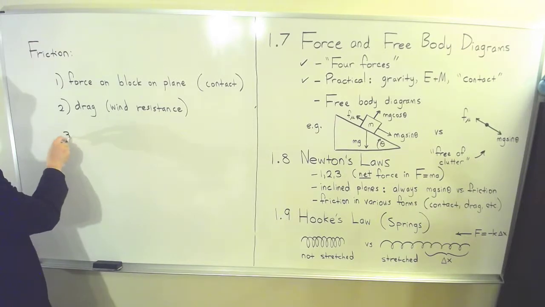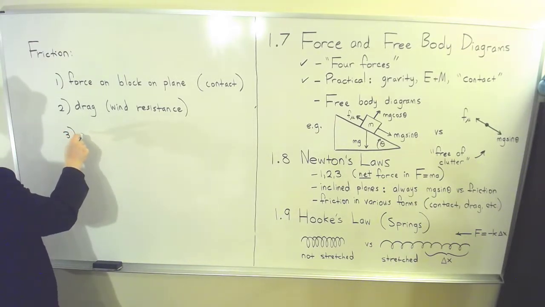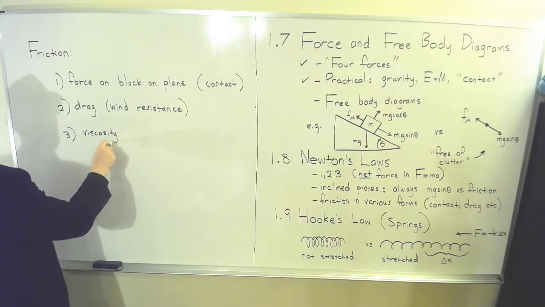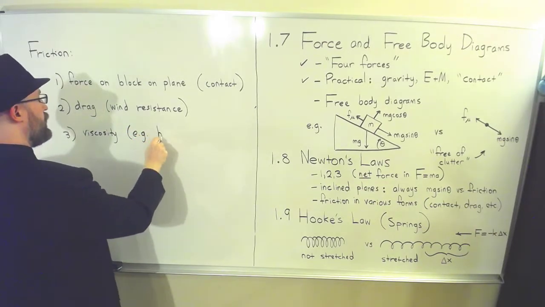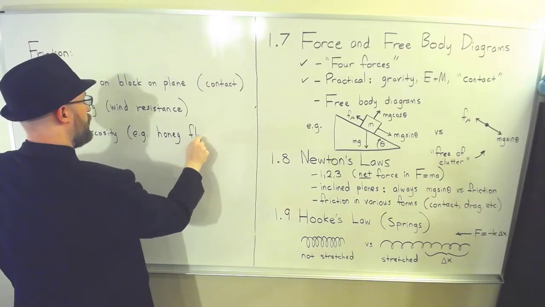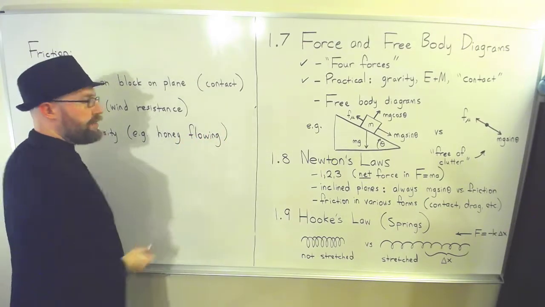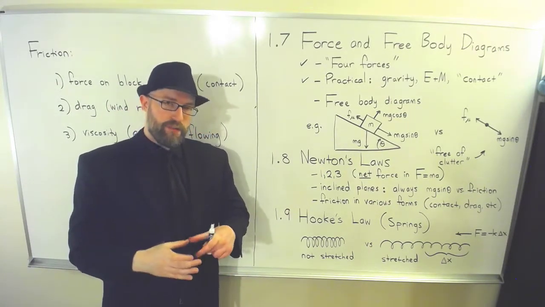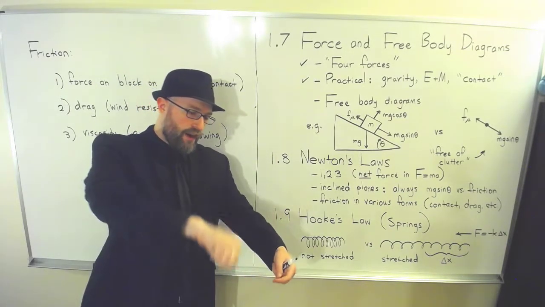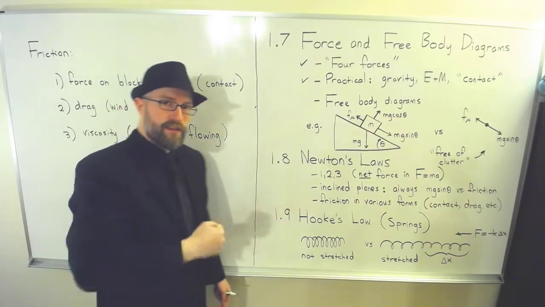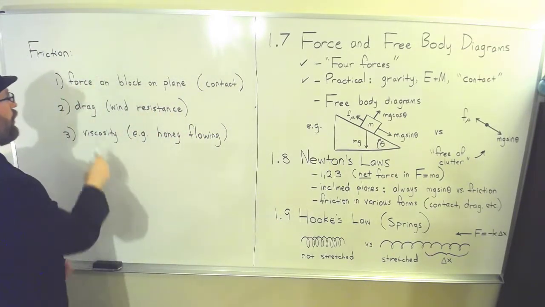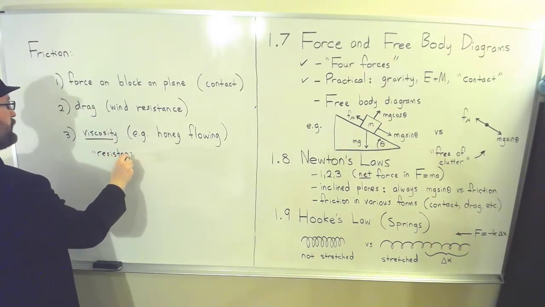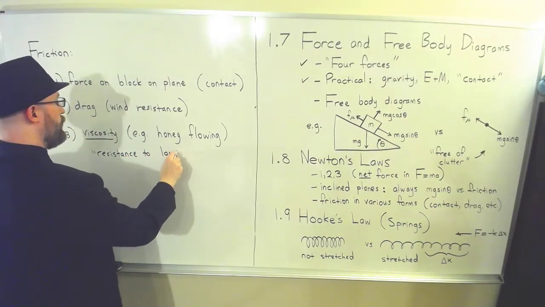And then you can have something like viscosity. So, for example, if you have honey flowing. I don't know if you've ever had one of those big jars of honey on a cold day and you tip it over, maybe it's a plastic bottle and you're trying to squeeze the stuff out, or maybe you're trying to spoon it out and it's really thick, or maybe you're stirring candy or something like that. So what this is called is resistance to laminar flow.